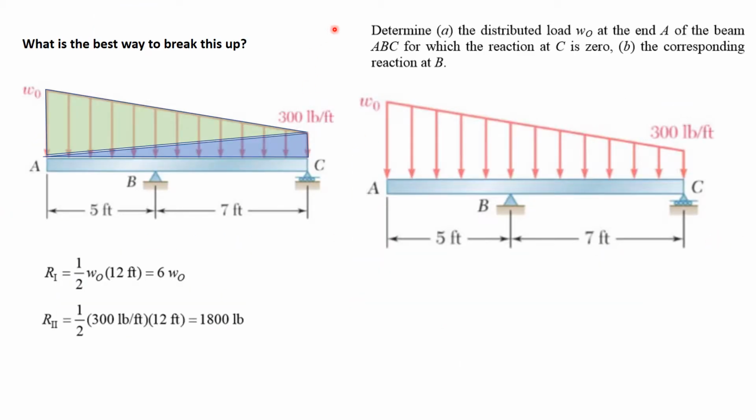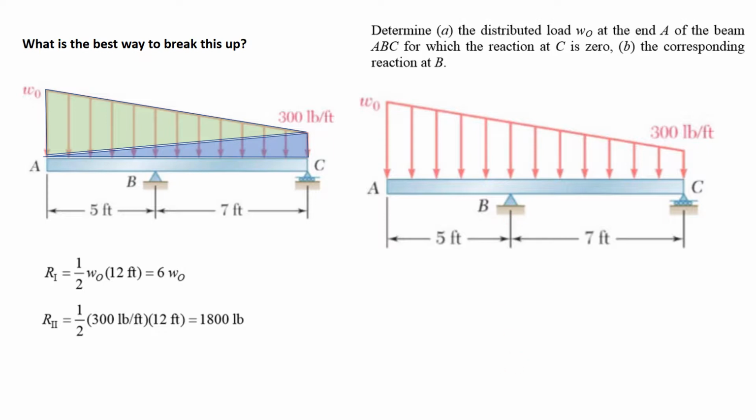Here's just another quick distributed load problem. What we're going to do: determine the distributed load w₀ at the end A of the beam ABC, for which the reaction at C is 0. And we're also going to find the corresponding reaction at B.